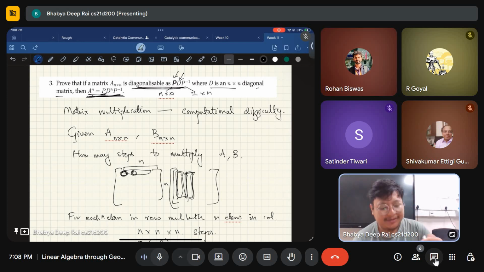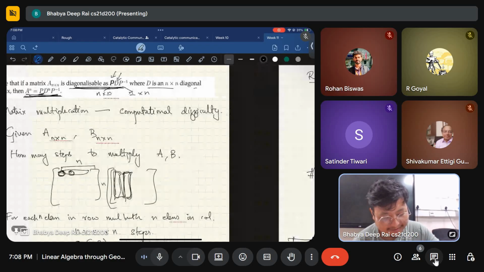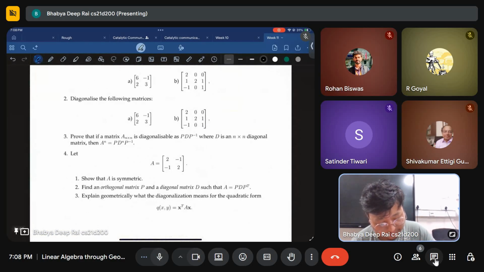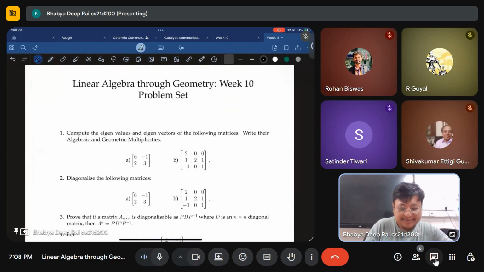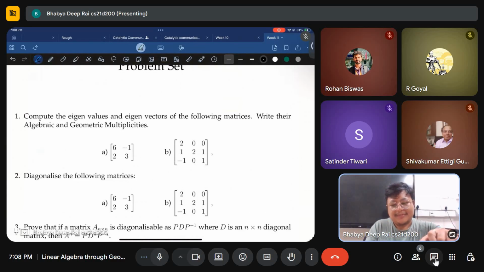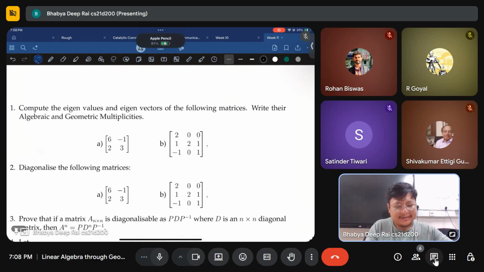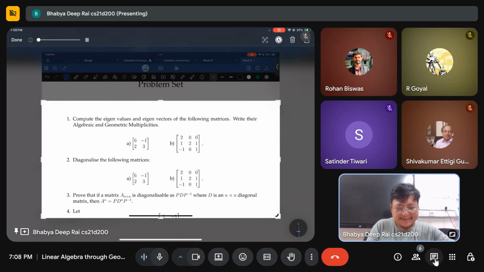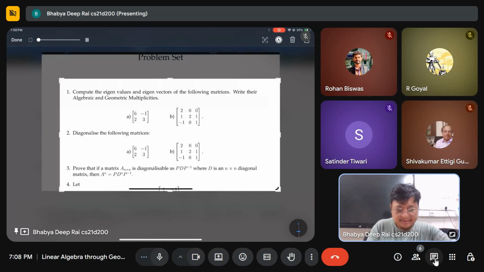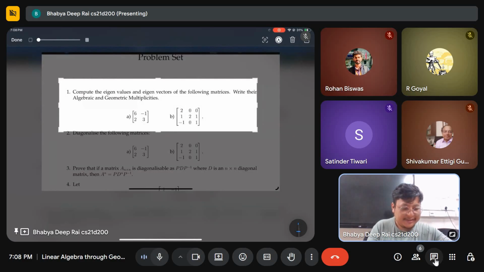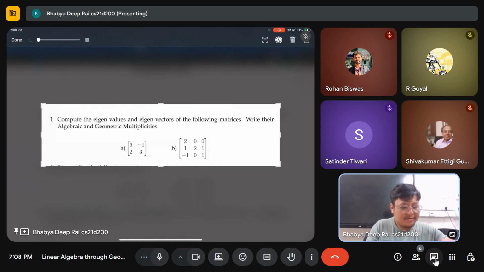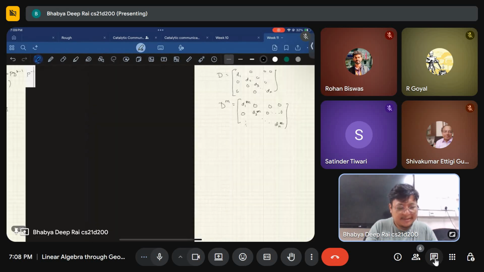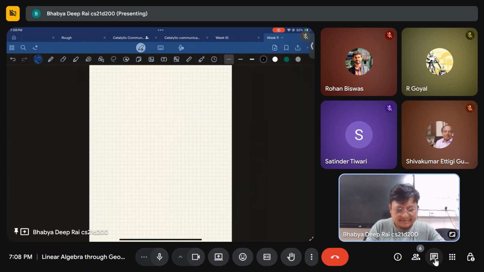Okay, for now, let's move on then. So we'll come to computing diagonalization of matrices. Just before that, we'll do an exercise that we already know how to do, and that is computing eigenvalues and eigenvectors.